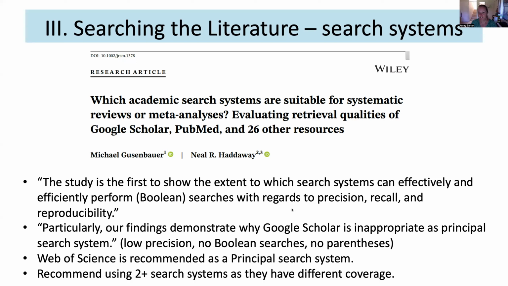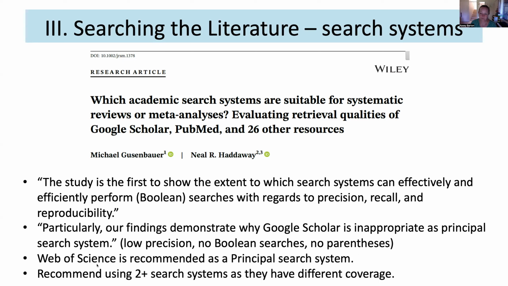And then they have really great tables documenting whether all these different search systems met these criteria. Some key takeaways from this, I refer you to it to get more information to decide what system you want to use. But some key findings are that Google Scholar is inappropriate as a principal search system de facto, because it has low precision. They don't handle Boolean searches or parentheses. So that's part of how they have low precision, but it also means they have low reproducibility. So Google Scholar could be used as a supplementary search system, but should not be primary.